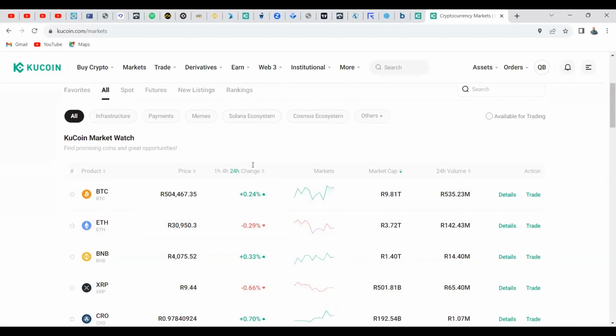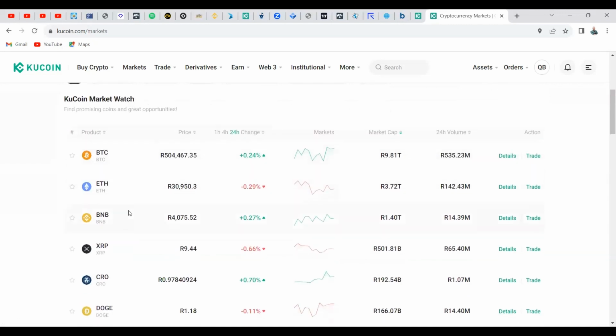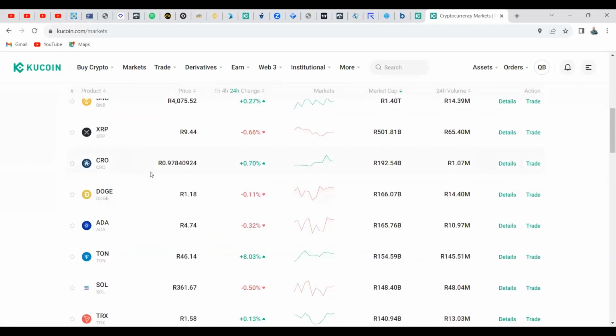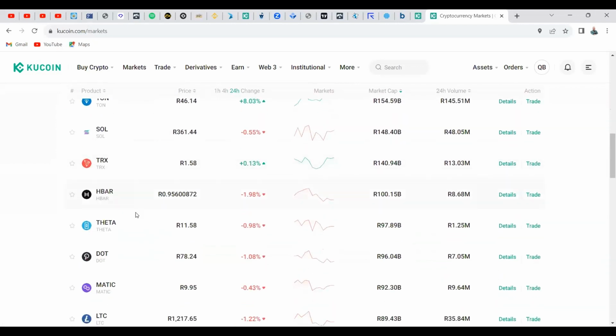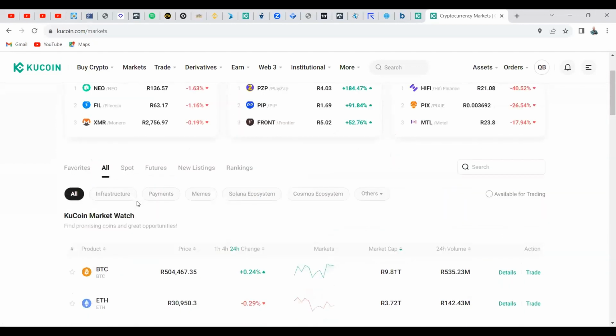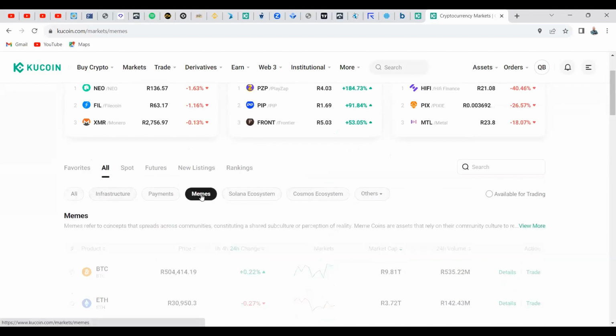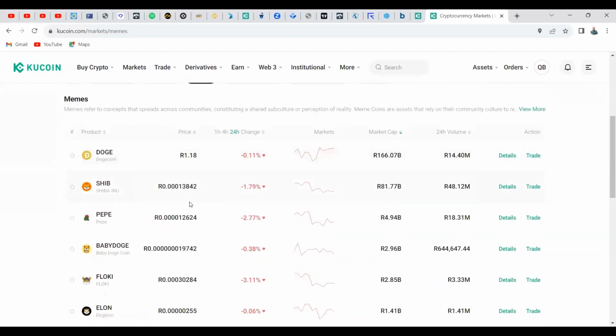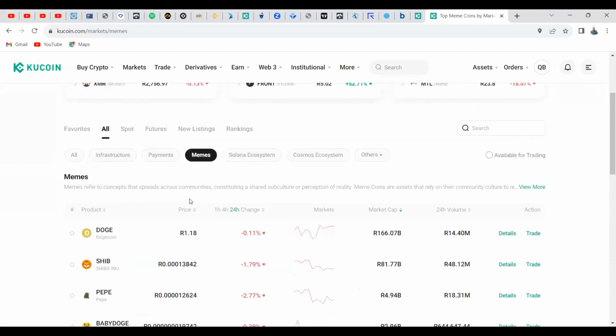So KuCoin Market Watch, and you can see BTC, Ethereum, BNB, XRP, CRO, ADA, all of these top coins over there, right? So you can also select, by way of wanting to look at your own specifics. If you wanted to delve into specifics, maybe say you wanted to look for meme coins, then you can simply click on meme, and then you can see all the meme coins and how they performed.